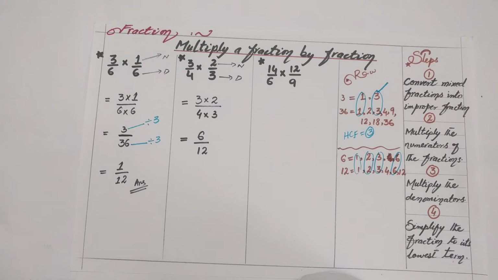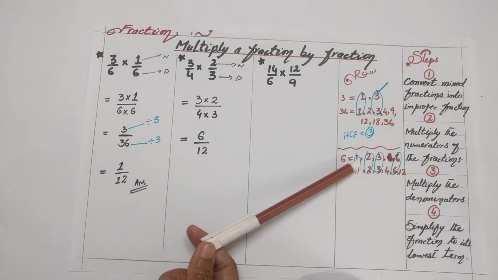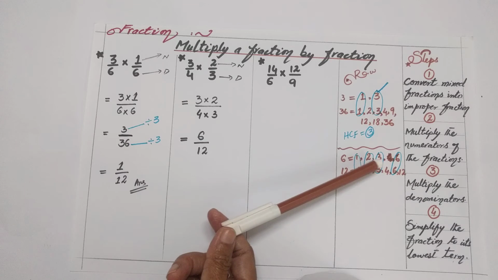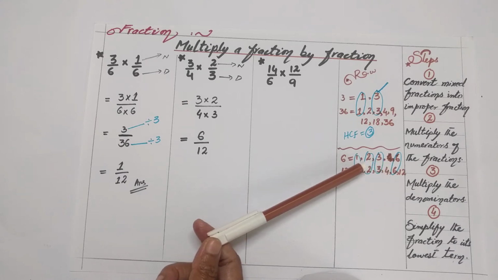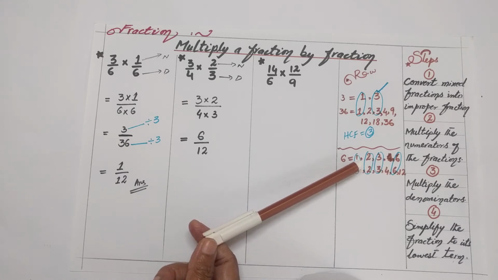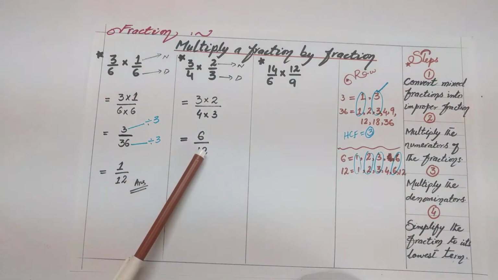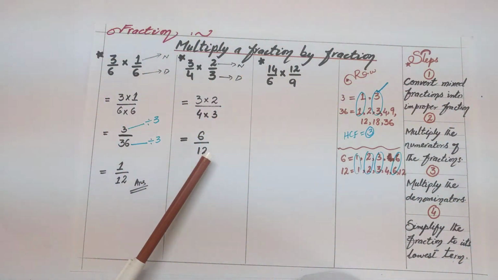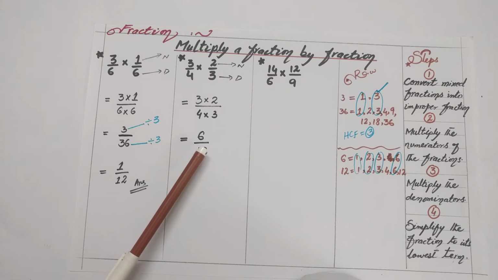So it means we have many common factors of 6 and 12, and so 6 by 12 is not in the lowest form of the fraction. What is the condition of the lowest form of the fraction? That the common factor of the numerator and denominator should be only 1. But here we have other factors. Over here we have many factors other than 1. That's why 6 by 12 is not the lowest term of the fraction. So we have to convert it into the lowest form.